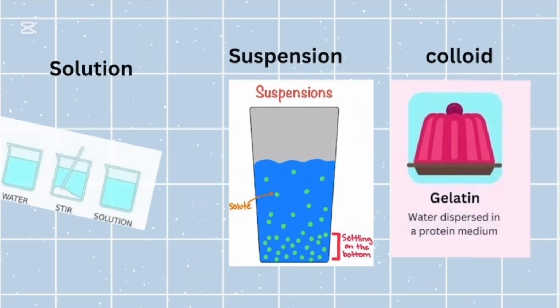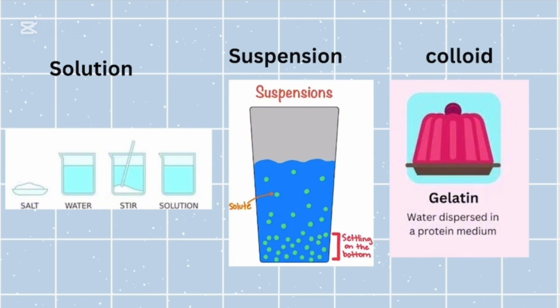Here's a clear comparison between solution, suspension, and colloid in particle size, visibility, and settling. We will start with solution. It's very small, smaller than 1 nanometer. It appears clear and cannot be seen by naked eyes and does not settle over time. While suspension is larger than 1000 nanometers, it's cloudy and can be seen by naked eyes. Its particles settle down over time due to gravity.